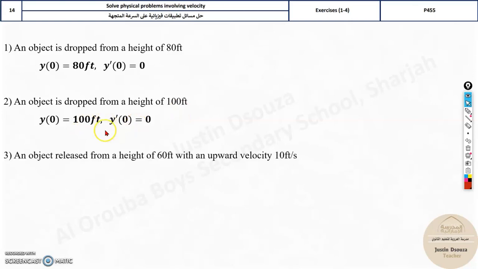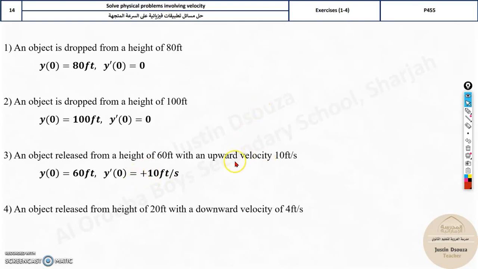Nothing else. Whereas now an object is released from a height of 60 feet with an upward velocity of 10 feet per second. Initial position is given, y of 0 is 60. But this upward velocity is initial velocity, that is y dash of 0 of 10 feet per second. It's positive because it's upward.